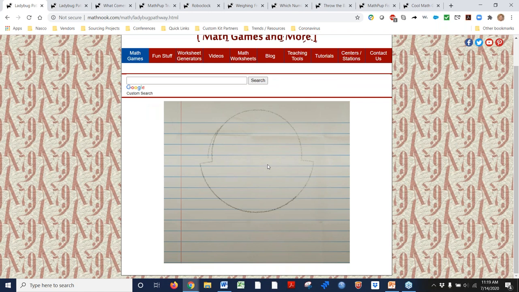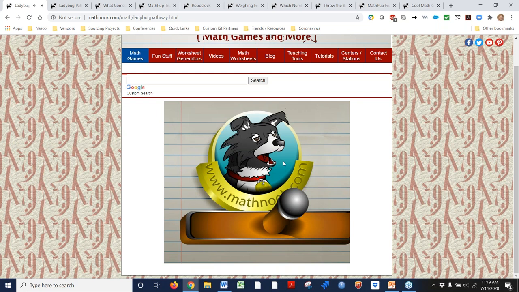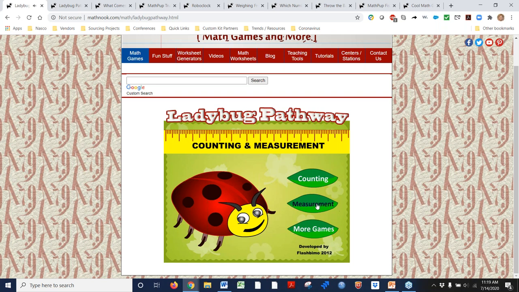You'll also notice that sometimes there's more ads and other things, commentary on free content. That's the other thing that usually you have to worry about. So if we start the game and we do measurement, this is a little bit different in the fact that now we can use a ruler.